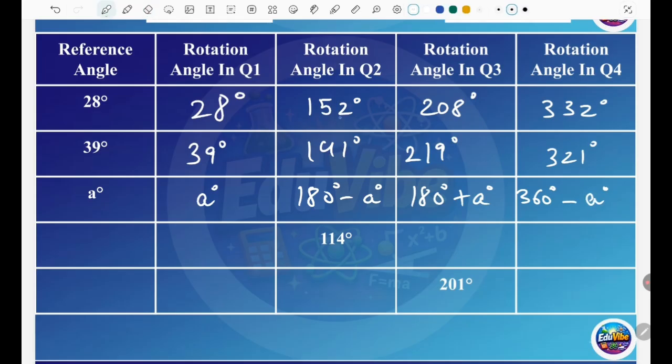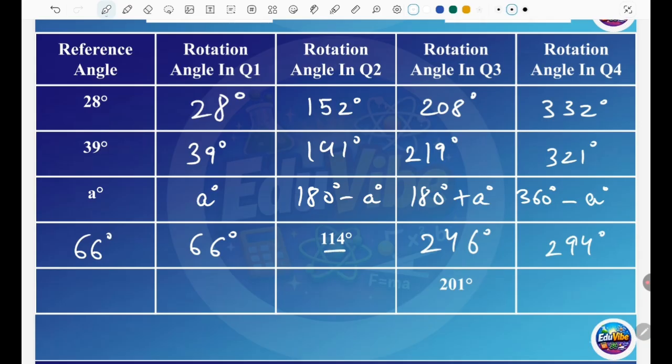For the next one, you have only quadrant 2, which is 114 degrees. From quadrant 2, you can find the reference angle. How? 180 degrees minus 114 degrees, which gives you 66 degrees. The reference angle stays the same. For quadrant 3, 180 degrees plus 66 degrees, you will get 246 degrees. 360 degrees minus 66 degrees, you will get 294 degrees.